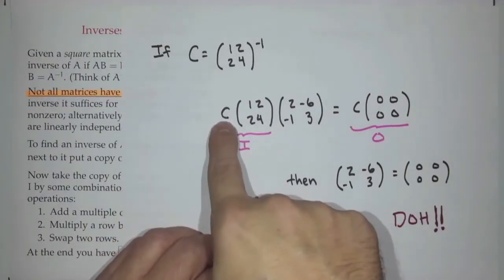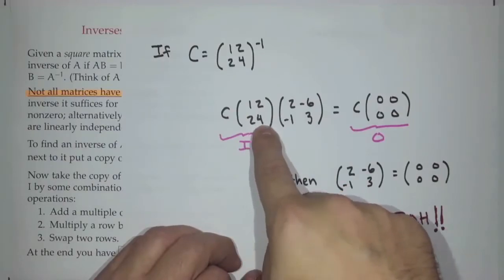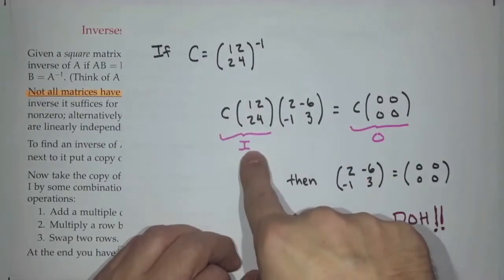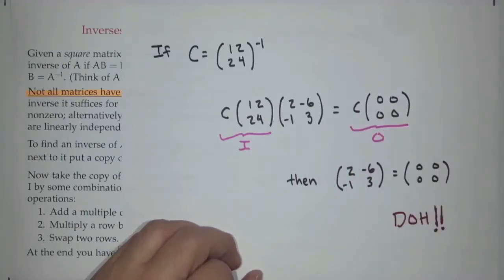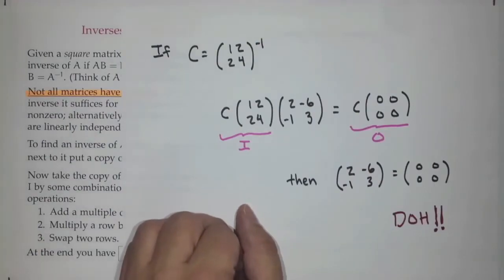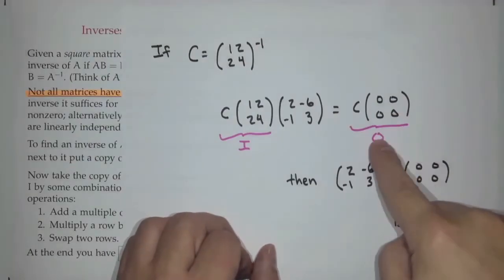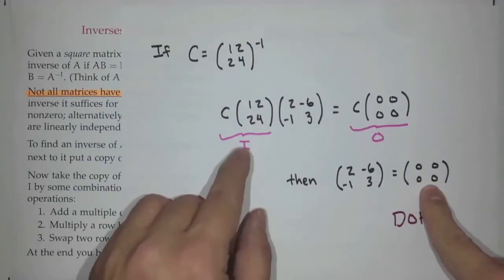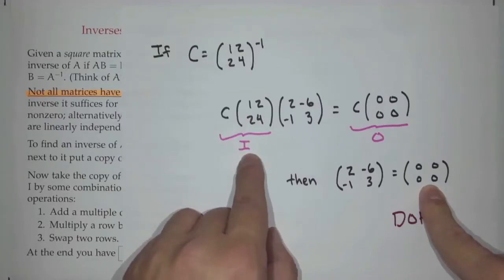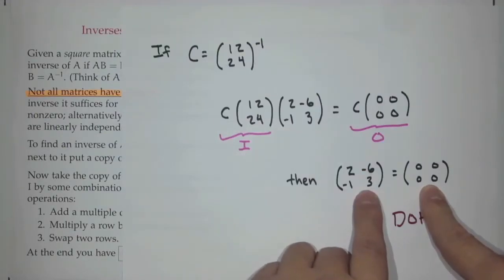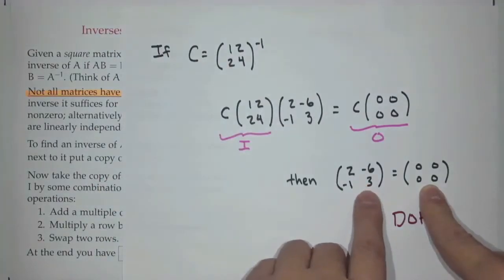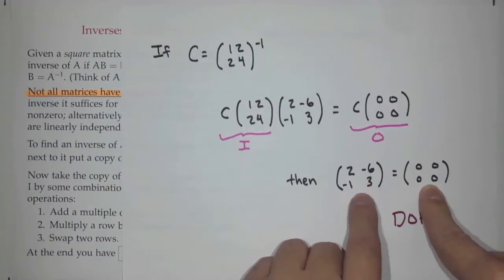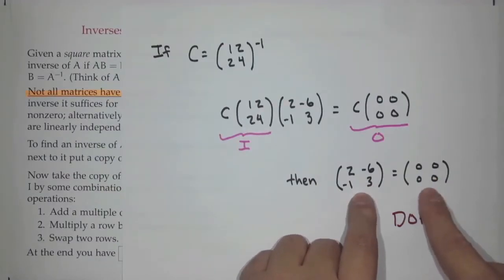Well, if I multiply C by 1, 2, 2, 4, then because it's the inverse, that would be the identity matrix. If I multiply C by the all zeros matrix, well, what's true? If I multiply a matrix by 0, what should I have? I should have 0. So that says the right-hand side is 0, but the identity matrix has a special property. Identity times anything is the anything. And then we say, okay, so if this matrix did have an inverse, it would have to be the case that this matrix 2, -6, -1, 3 was the matrix 0, 0, 0.